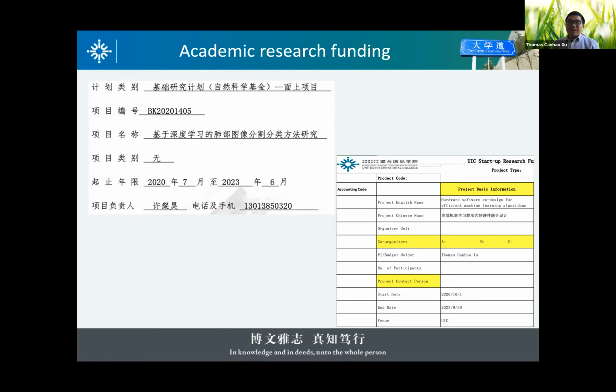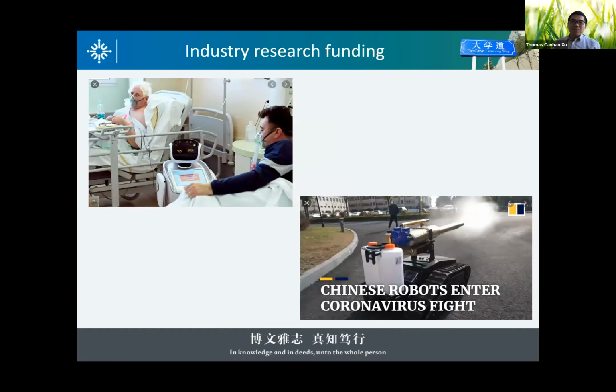And the other one is software-hardware co-design for efficient machine learning algorithms. It's a startup fund from, as you know, our UIC. So basically these projects are 3 years, from the academics. And this is only some programs from the academics, but we also have some research funding from the industry.